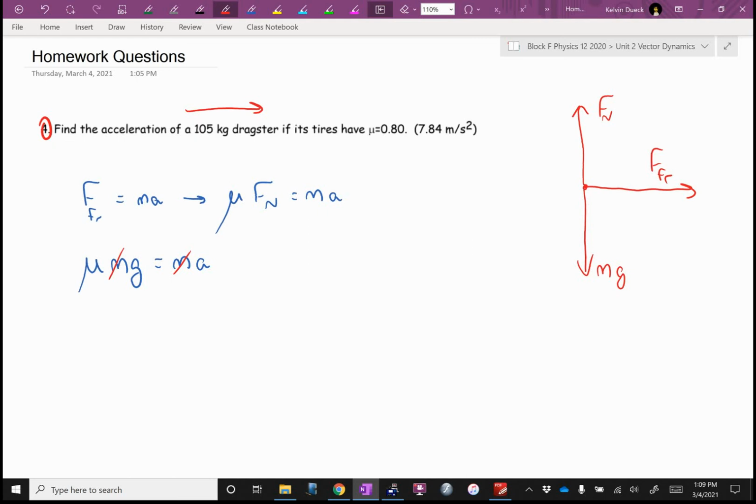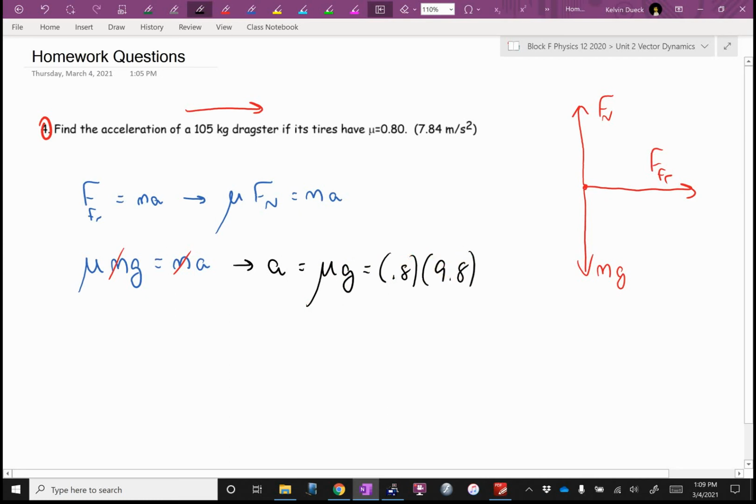Sorry for the cough in the microphone there. So the acceleration for any car, if you're maximizing its acceleration, this is what you can accelerate at before your car starts to skid, before your tires start to spin, is equal to mu g, which in this case is 0.8 times 9.8, and that is 7.84 meters per second squared.